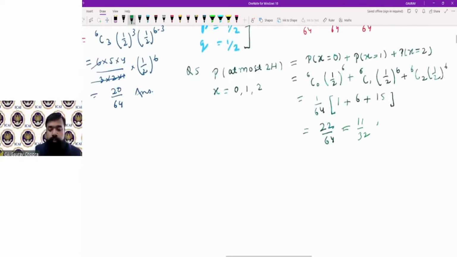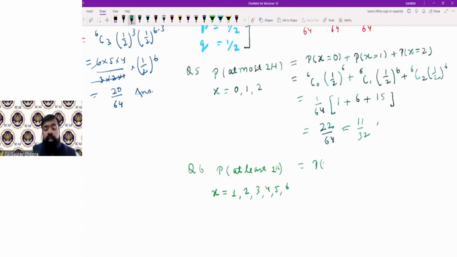Now the last portion, that is probability of getting at least one head. Now, at least one head means what? एक head तो आना ही चाहिए. So what will be the value of x? X will be 1, 2, 3, 4, 5, 6. So according to this, it will become very lengthy because we have to take x equal to 1, then we will take x equal to 2, and so on. Up to we have to take x equal to 6. So it becomes very, very lengthy. So how to make it short?